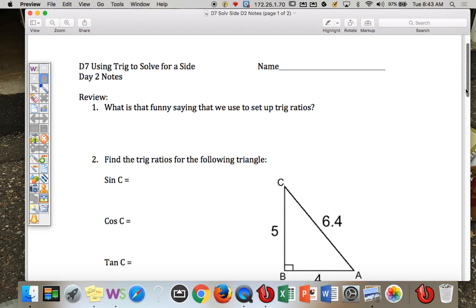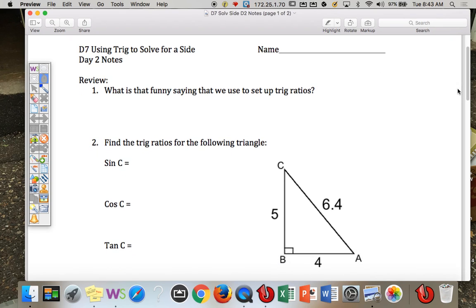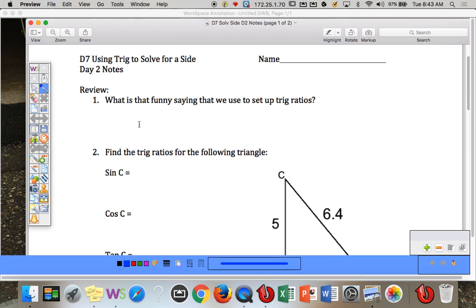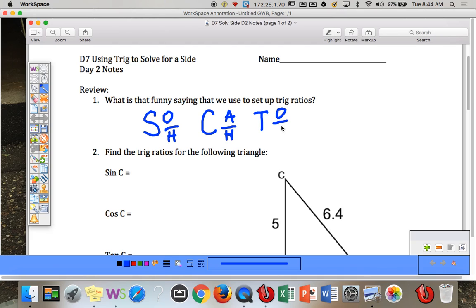Today we're going to take a second look at using right triangle trig to solve for a side of a triangle. Review: what is that funny saying that we use to set up trig ratios? That saying is SOHCAHTOA. Sine is opposite over hypotenuse, cosine is adjacent over hypotenuse, and tangent is opposite over adjacent.